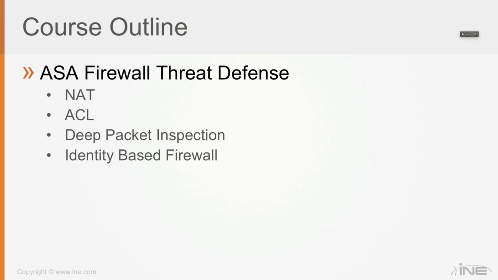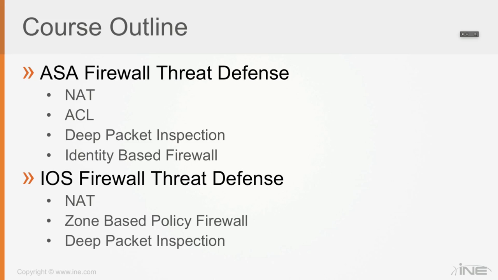And the part probably which is going to be most interesting from your point of view is going to be the ASA firewall threat defense, where we speak about all types of NATs on the ASA, access lists, deep packet inspection via modular policy framework, and the identity-based firewall, which means making rules on the ASA, ACL rules based on users and groups, not based on IP addresses.